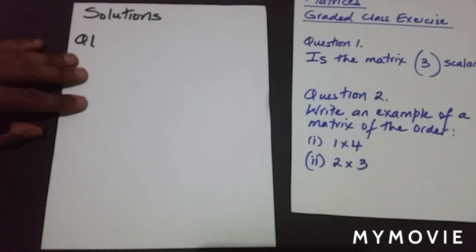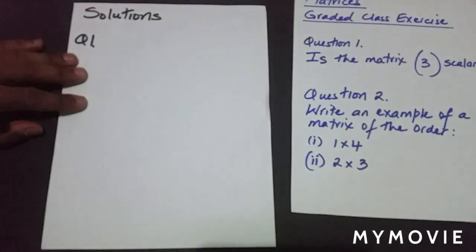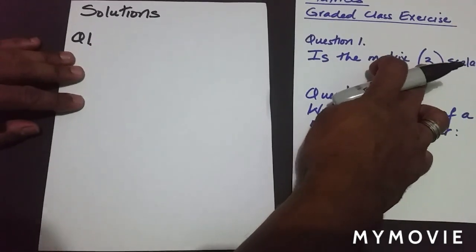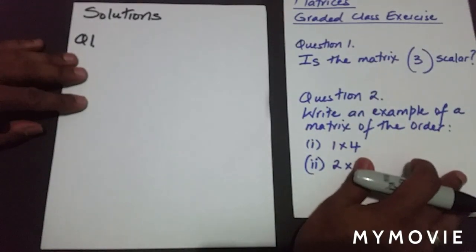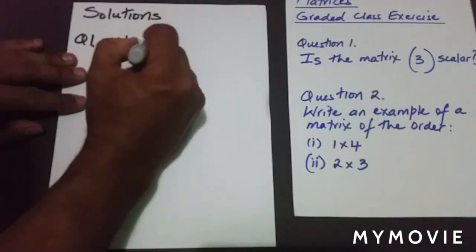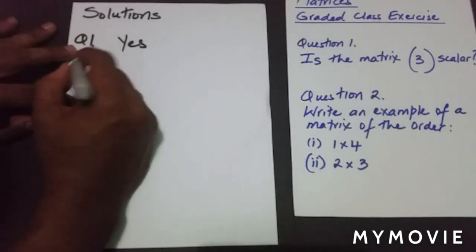The answer to that question is yes, because the matrix has only one element in it, and when a matrix has only one element like this, then you really don't need to write it as a matrix. So if the matrix has one element present, and this element is 3, then really and truly you can write that without the brackets because it's only 3. So the answer to that is yes. The matrix is in fact scalar. That will be the answer to question 1.